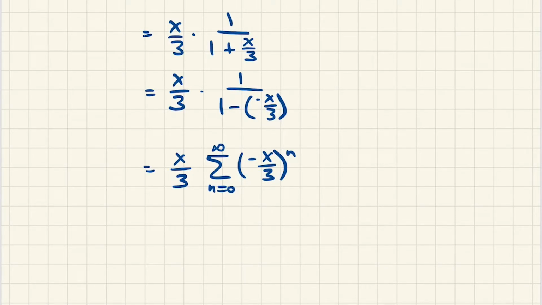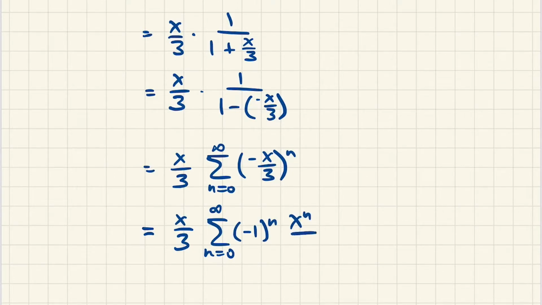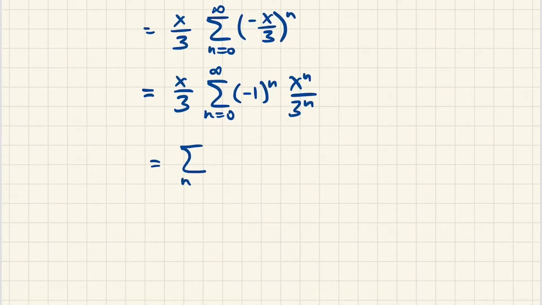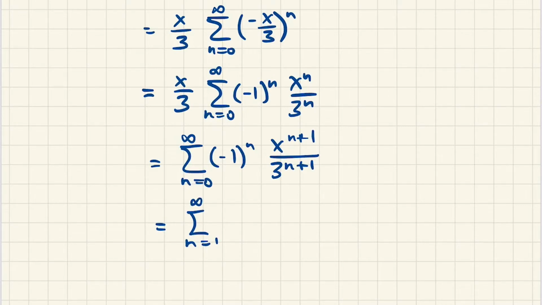So the rest of this is simply just cleaning it up. So we have x over 3, the sum from n equals 0 to infinity, negative 1 to the n, x to the n, over 3 to the n. If we move the x over 3 inside, that will increment the power of n for each of the x and the 3. So we have negative 1 to the n, x to the n plus 1 over 3 to the n plus 1. You can write it that way, or you can start the series at 1 and write it like this if you want. I think that second way is a little cleaner, but both are perfectly acceptable answers.